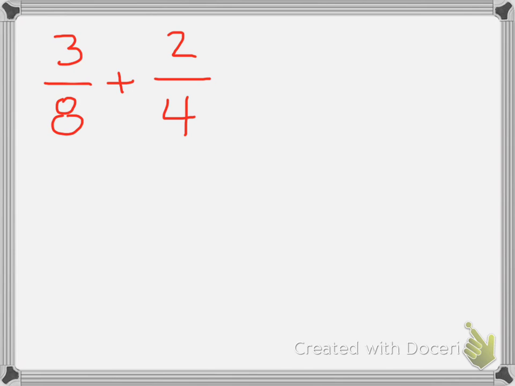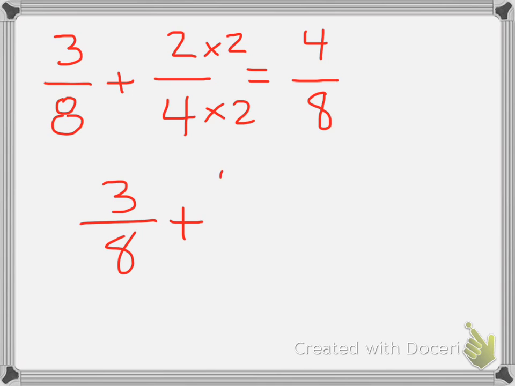Next we have 3/8 plus 2/4. Can you change the 4 into an 8? The answer is yes. We can do that by multiplying 4 times 2. But again, we have to make sure we multiply the numerator by 2 as well. So now we got 4/8. Now we can go ahead and add both fractions together. 3 plus 4 is 7, and the denominator stays the same, and we get 7/8.